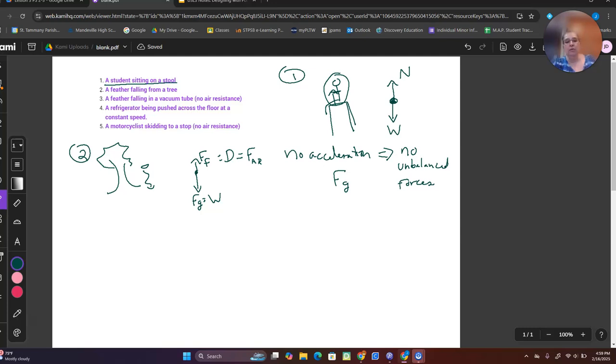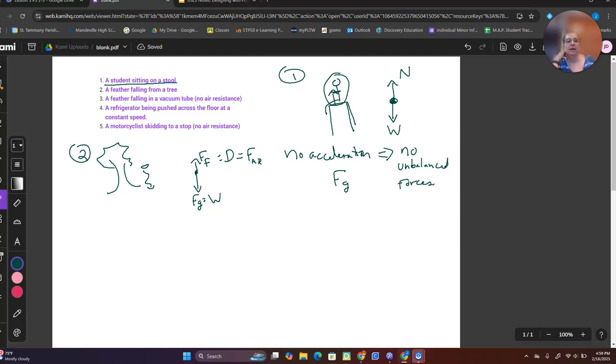Now notice the force of air resistance is not quite the same length as the gravitational force because the feather could still be accelerating. It may or may not have already reached terminal velocity, which is what's going to happen when this air resistance force and this gravitational force are equal. That's going to make them fall at the same rate.